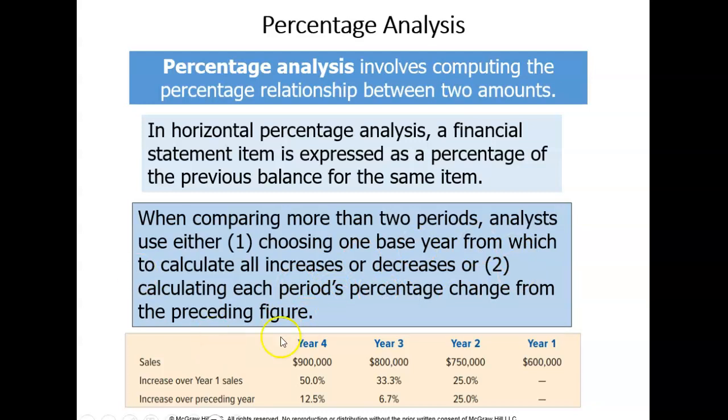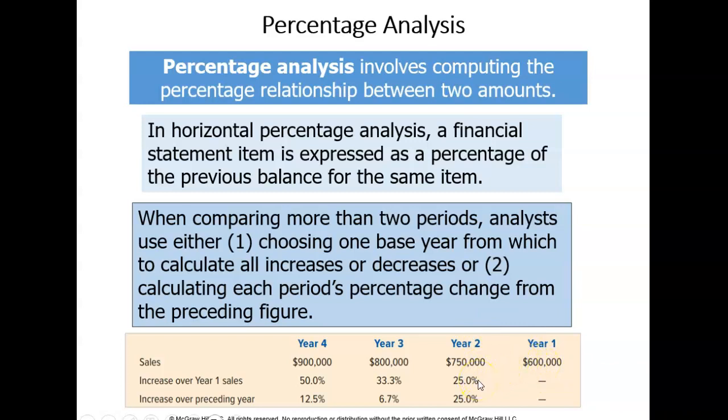So here we're showing the sales beginning with year 1 through year 4. All right? And here we're going to show the increase over year 1 sales. So year 1 is your base year. The percentages are predicated upon the year 1 numbers. So let's take a look at year 2. In year 2, sales increased to $750,000. That's an increase of $150,000 from sales in year 1.